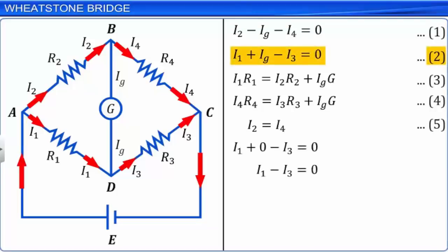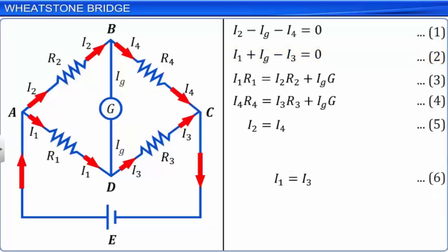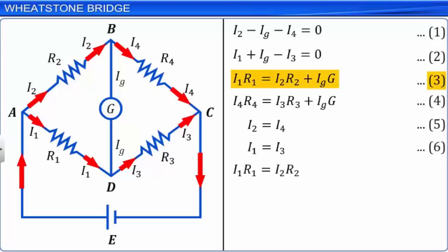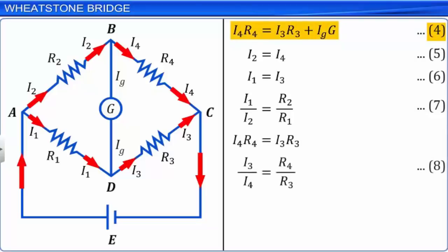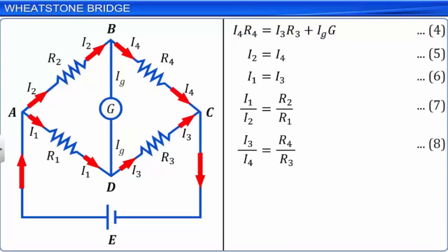Substituting Ig equal to 0 in equation 3 and simplifying, we get equation 7. Substituting Ig equal to 0 in equation 4 and simplifying, we get equation 8. Substituting for I3 and I4 from equations 5 and 6 in equation 8, we get I1 divided by I2 is equal to R4 divided by R3. Let this be equation 9.